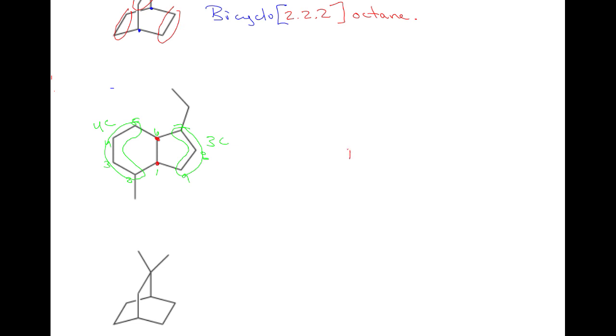So I'm going to put bicyclo, start with what we know. And if we look at our bridges, we have 1 bridge with 4 carbons. We have another bridge with 3 carbons, another one with 0. And then I'm going to put nonane at the end.